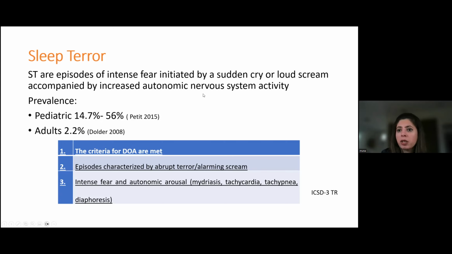But as you can imagine, this would be really distressing to the parents. If a child wakes up with inconsolable crying, it's really hard to sleep in peace as a parent. Again, the criteria are the same as the disorders of arousal, but this one will be characterized by abrupt terror, alarming screaming and crying. In addition to intense fear, there is autonomic arousal: pupillary dilatation, tachycardia, tachypnea, and sweating associated with that.